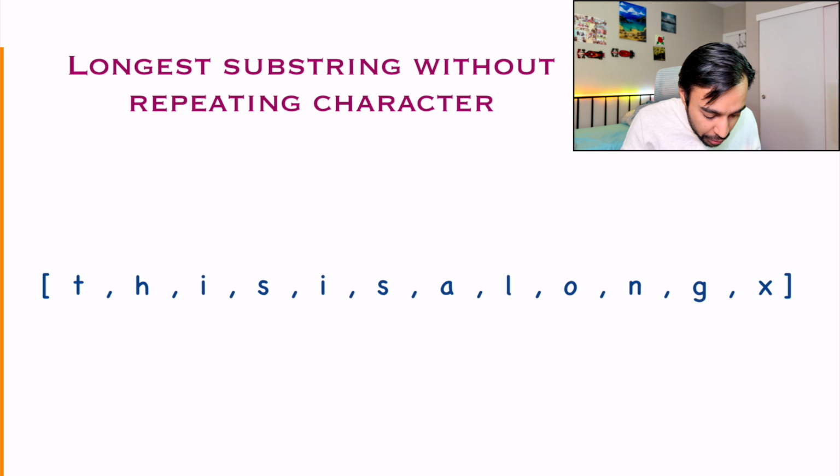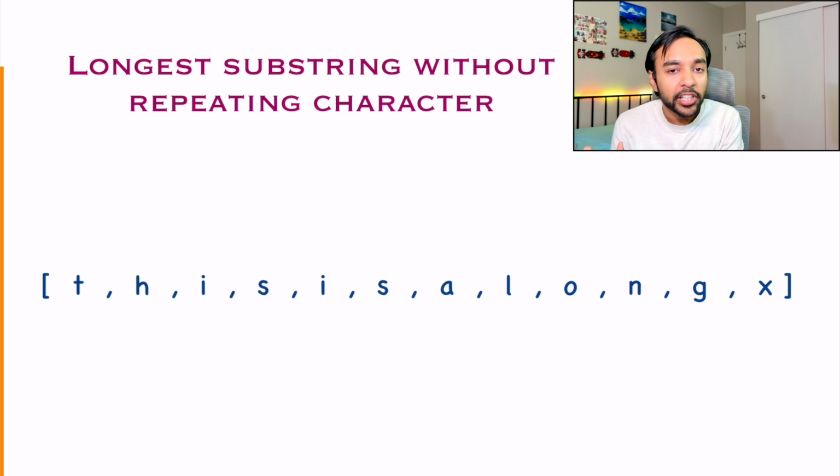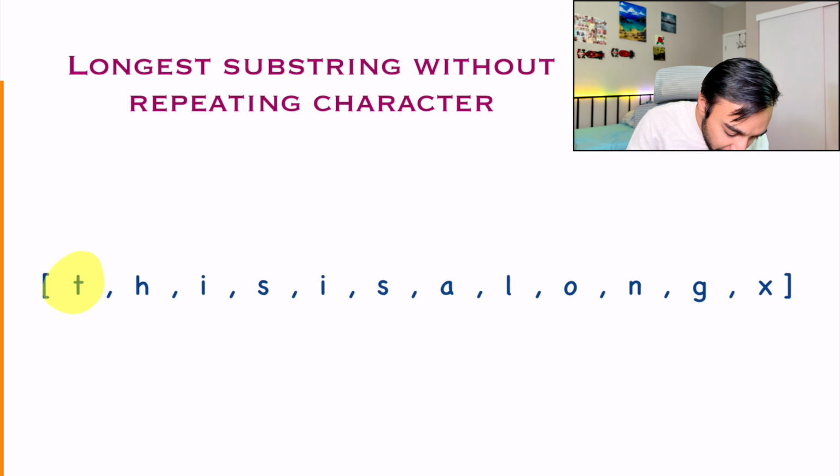For a brute force approach, you will try to start with H, then you will try to start with I, and so on. The time complexity is going to get worse and worse. How does the sliding window help over here? You start with the first element.